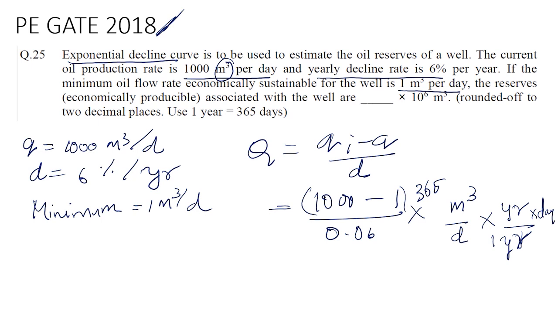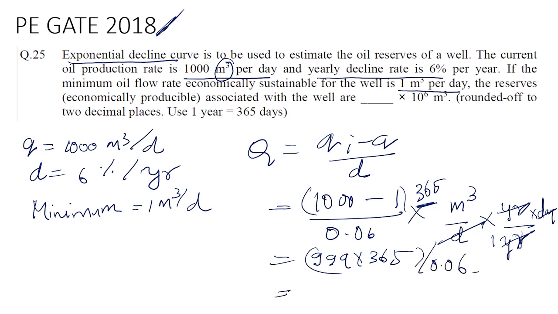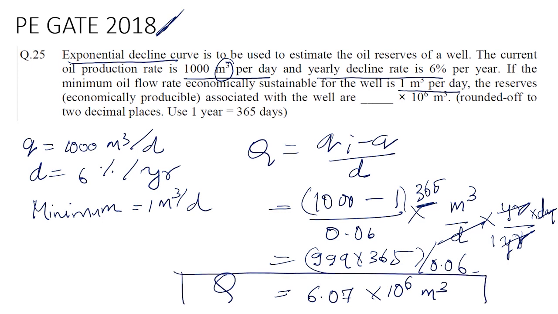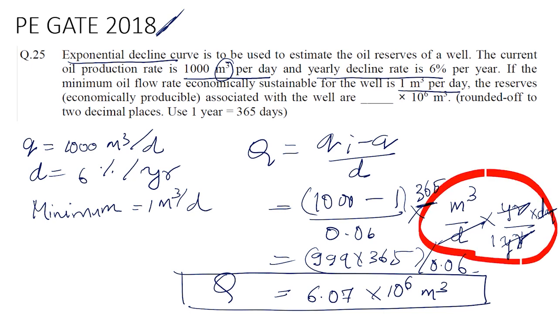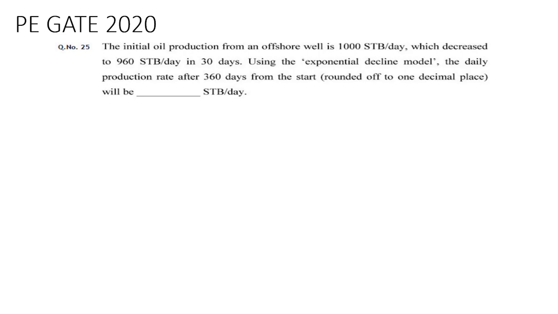Okay. Now this day gets cancelled, year gets cancelled. So what we have to do is multiply by 365. So 999 into 365 divided by 0.06. The answer comes out to be 6.07 into 10 to power 6 meter cube. Very simple question. The only thing that we have to take care of is that this unit conversion is very important. Alright.